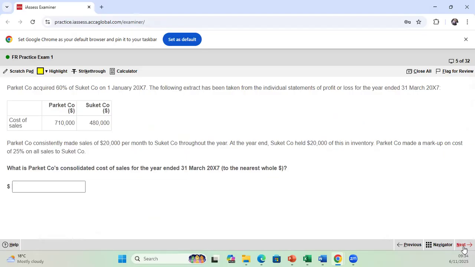Then let's move on to this one. This one I'm sure you can try. Can you quickly try this one? How much should be the consolidated cost of sales? Let's quickly try that.